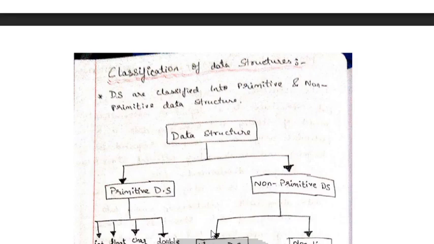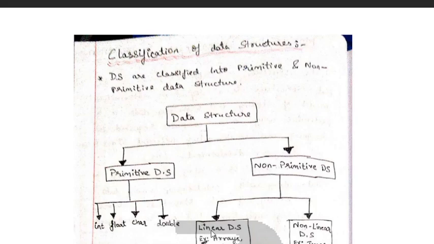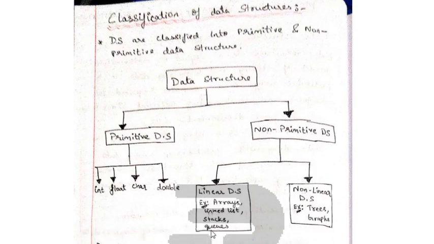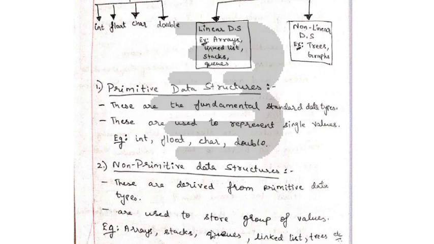Now let us learn about the classification of data structures. Data structures are classified into primitive and non-primitive data structures. The primitive data structures are int, float, char, double. In non-primitive data structures, there are two types: linear data structures and non-linear data structures. Linear data structures are arrays, linked lists, stacks, and queues. In non-linear data structures, there are trees, graphs, and so on.